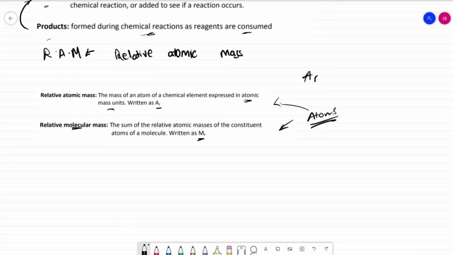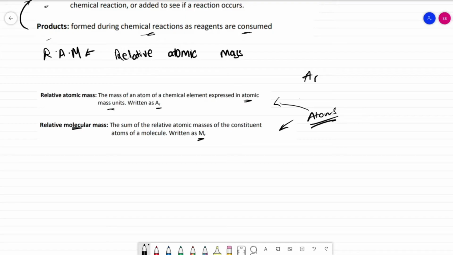So you just need to know the key ideas of how a chemical reaction works. Okay, so those are the definitions. We also have something called the relative formula mass, and the relative formula mass is simply the sum of the relative atomic mass of an ionic compound in its simplest form. So that's all about the definitions, and you need to know these definitions by heart. And that's simply what you need to know.